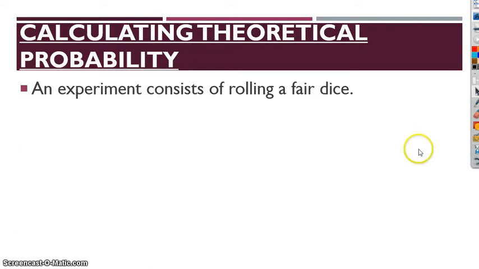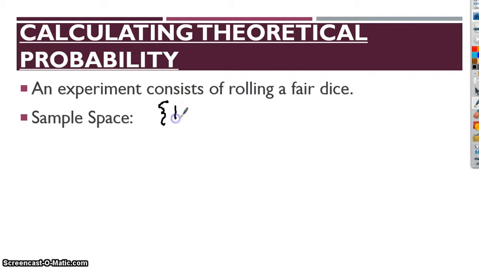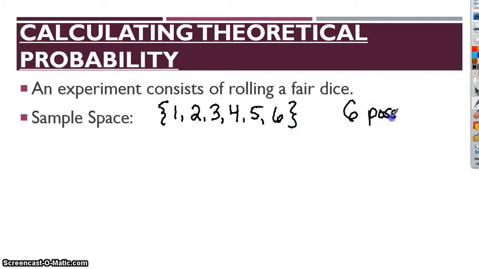So let's look at some examples. Let's pretend an experiment consists of rolling a fair dice. Well, if you think about the sample space of rolling a fair dice, we know that we could get a 1, we could get a 2, a 3, a 4, a 5, or a 6. There are 6 possibilities. So if we wanted to figure out what's the probability of rolling a 3, remember this notation, capital P means the probability of getting a 3.